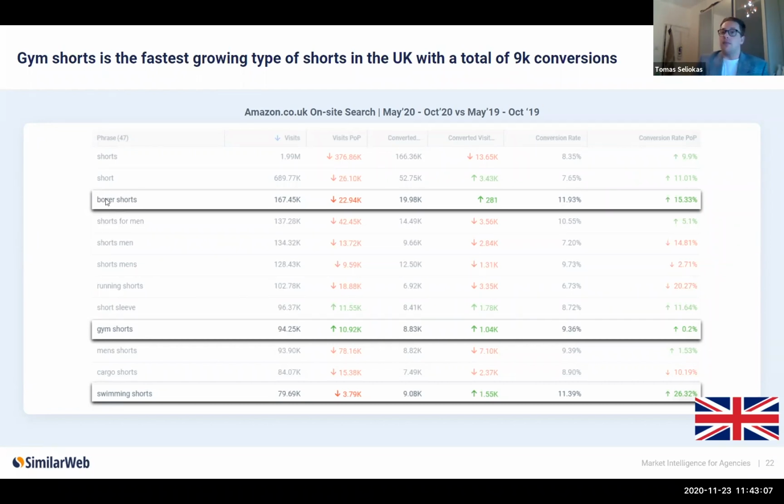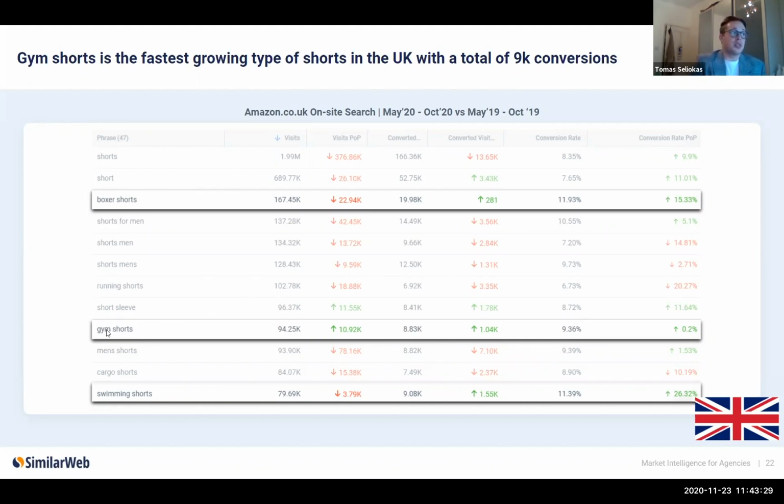And this is already a very fascinating quick insight that boxer shorts are the top performing type of shorts. So we can see the most converted visits and probably the top visits amongst different types, because these are just generic shorts, so we don't really know what they mean. And we have boxer shorts as the top one.